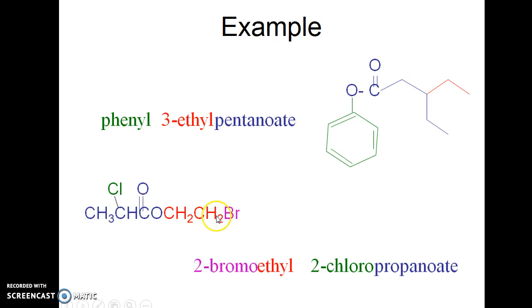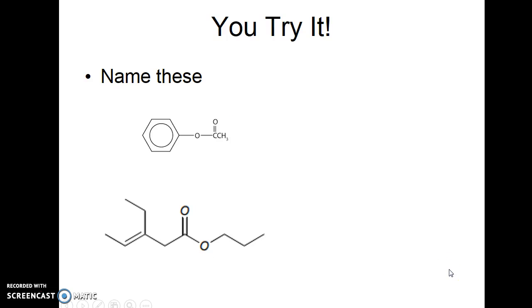Here is another ester. This is propanoic acid, 2-chloropropanoic acid, and this is 2-bromoethanol. So now it becomes 2-bromoethyl space 2-chloropropanoate. So you go ahead and try to name these.